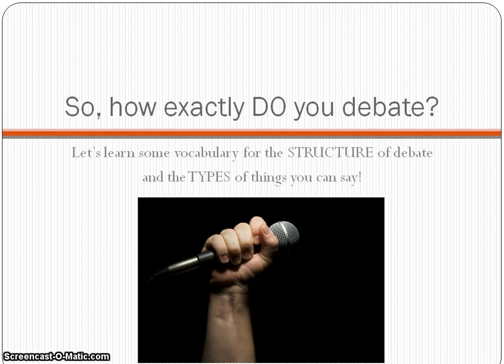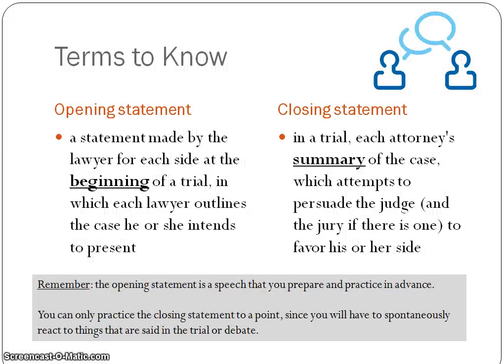So, how exactly will you be debating? Before we get into that, we need to establish some ground rules and some vocabulary for the structure and types of things you could say in your debates that you will be performing. The first two terms that you need to know are opening and closing statement. These are a little obvious by their names, but an opening statement is a statement made by the lawyer for each side at the beginning of a trial, in which each lawyer outlines the case he or she intends to present. So this is the equivalent of an introduction paragraph.